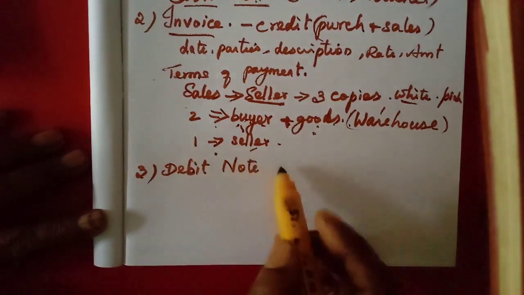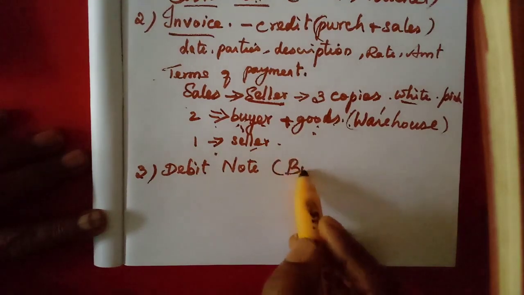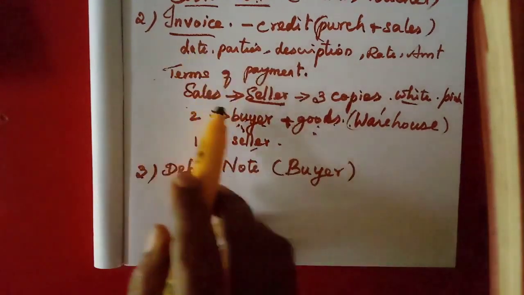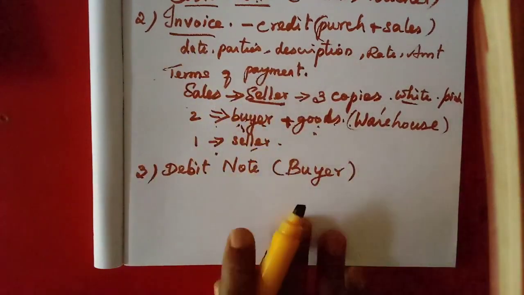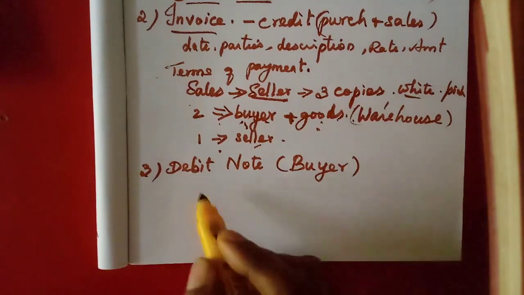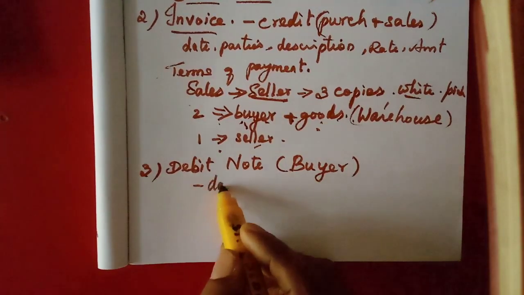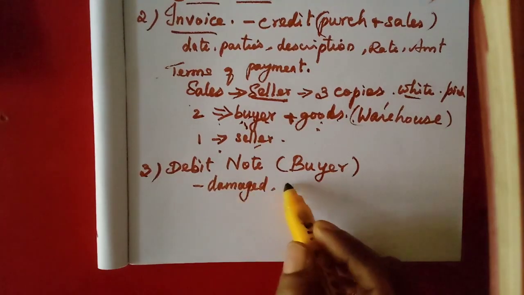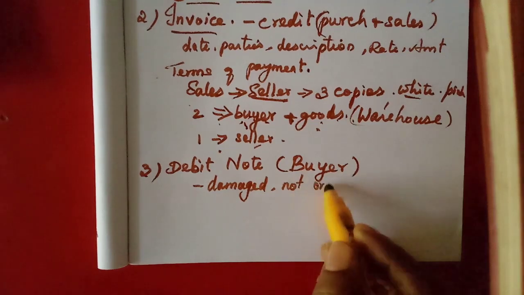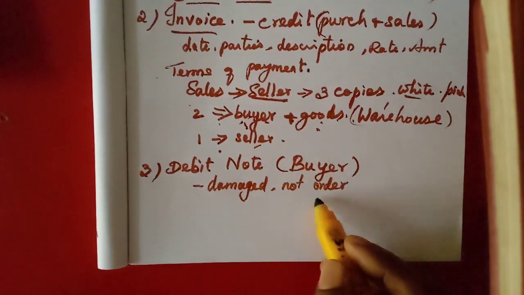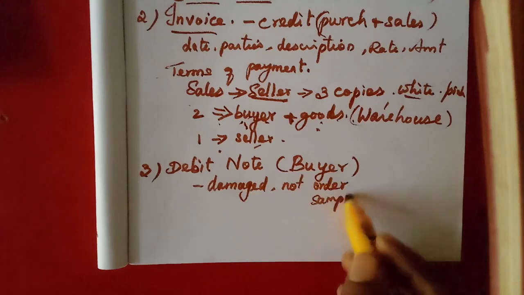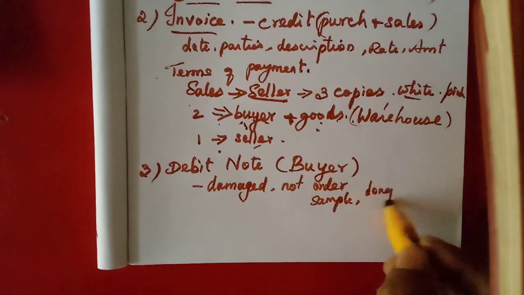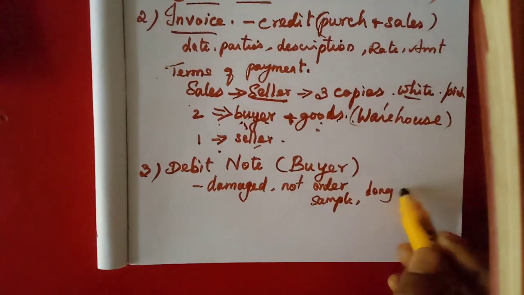Now, the third one is debit note. Debit note is prepared by the buyer. Just imagine the seller prepared the invoice and sent the goods to the buyer. The buyer is receiving. Now some goods are damaged, or some goods are not as per the order that we have placed, or the sample that we have given, or it is a long delay. After 6 months, 8 months it comes.